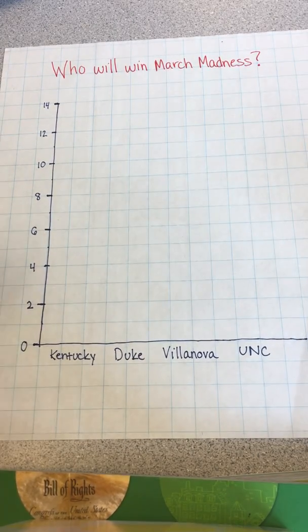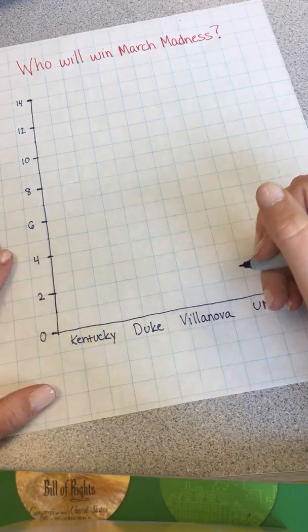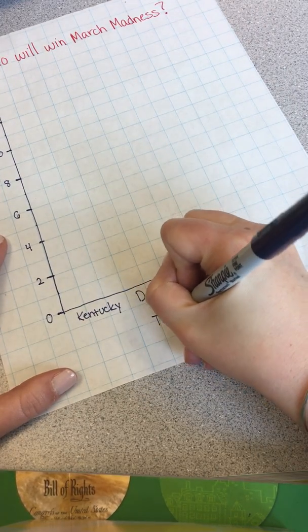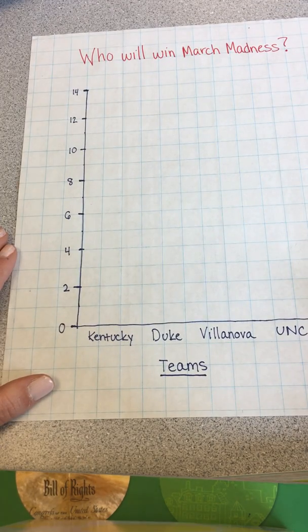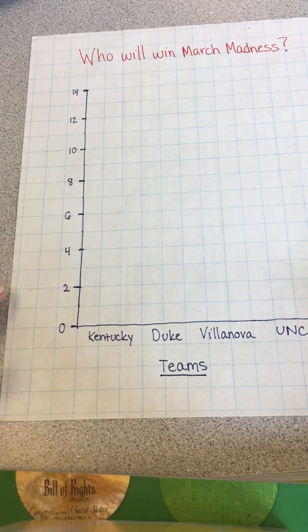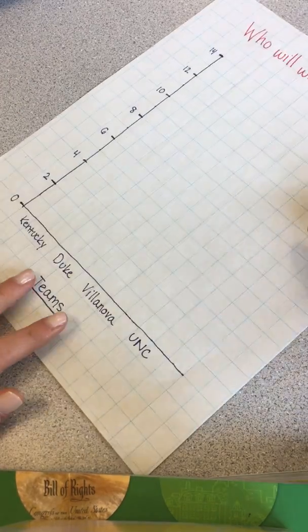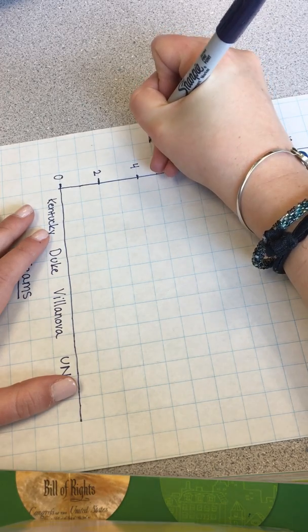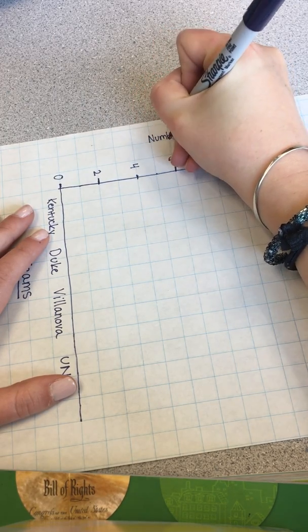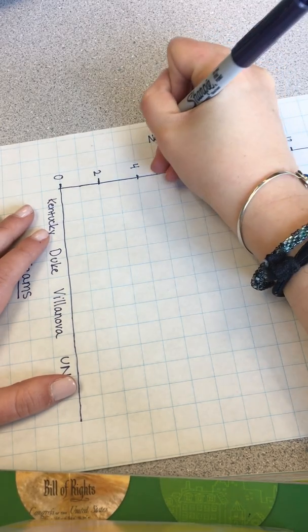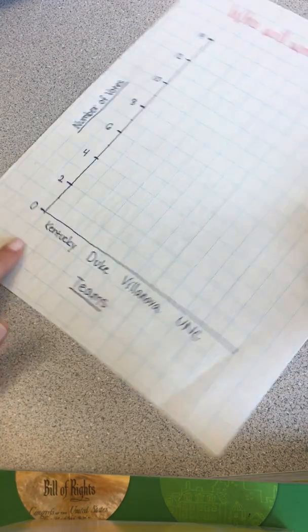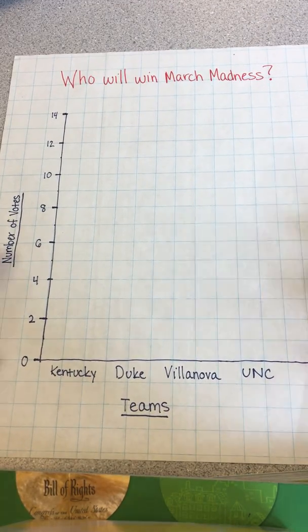And now we need to label these. So my categories in this case, I'm going to call them teams. And on my side, we have to talk about what our scale represents. And in this case, that's going to be our number of votes. So now your graph is all set up to be filled in with your personal data.